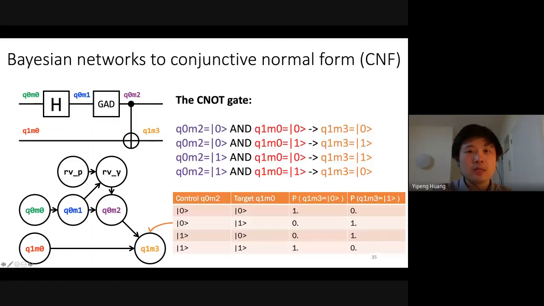And then we're going to turn them into these logic equations, which again is also linear in size with respect to the Bayesian network. So this part of the translation, we're just doing just like a forward pass. We're just converting the quantum circuits into Bayesian networks into CNFs here. So this part is not costly.